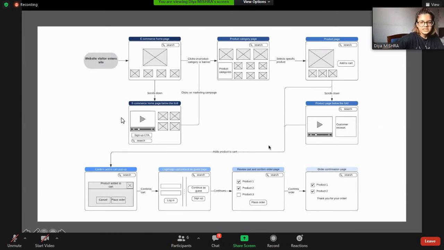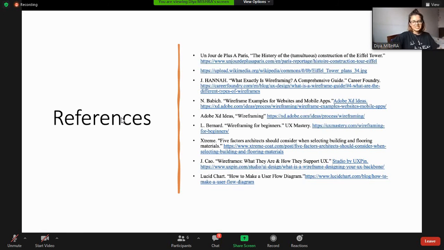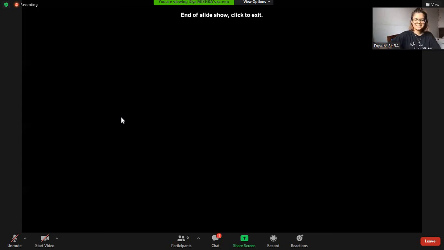So lastly, this is an example of a user flowchart using mid-fidelity wireframes. This is when the visitor enters the site and chooses products to buy, all the way to buying it and their receipt. So thank you, and these are my references. Thank you for listening to my presentation.